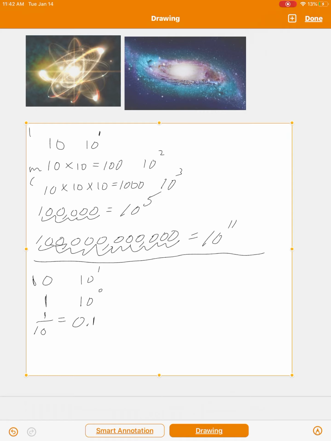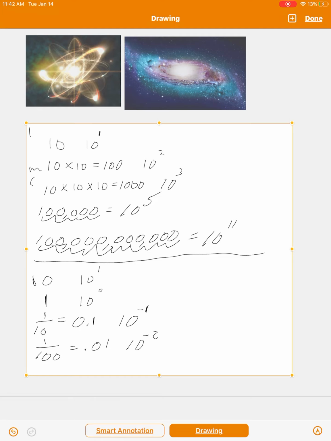Essentially what we've done is we've taken 1 and we've divided it by 10. So we're going to write that as 10 to the minus 1. So when you see a negative exponent, what that's telling you is that the number is less than 1. So 1 over 10, or 0.1, is 10 to the minus 1. 1 over 100 would be 0.01, of course, which is 10 to the minus 2. Take a look at the pattern, right? Every time you add a 0 after the decimal point, the exponent goes down by 1.